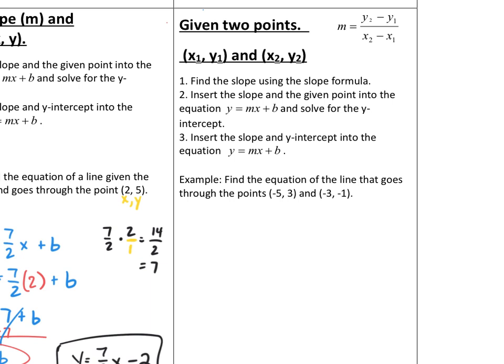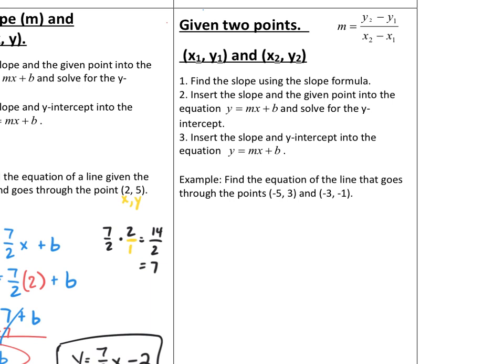It's because you are not given the slope or the y-intercept. What you are given in this one are two different points. Not two different equations, two different points. When this happens, there's a very specific order that you have to follow and things you have to remember.